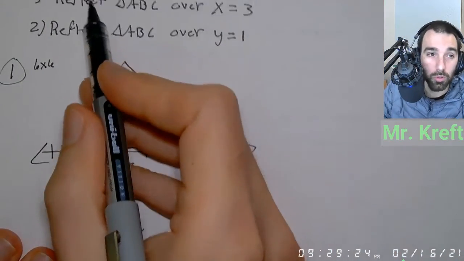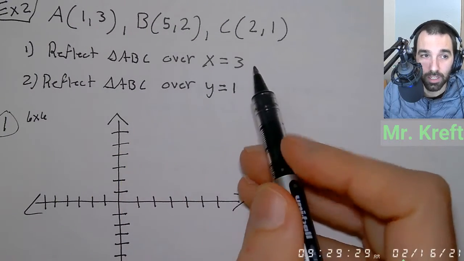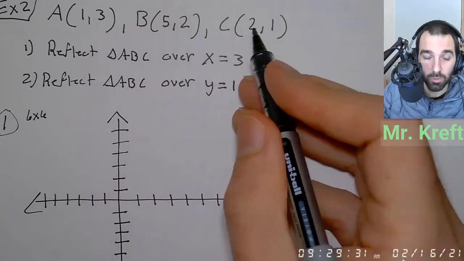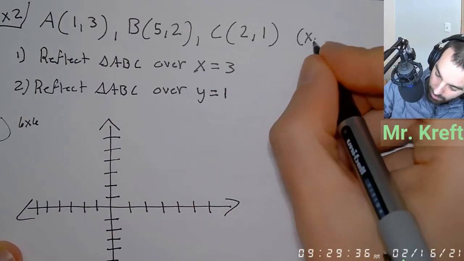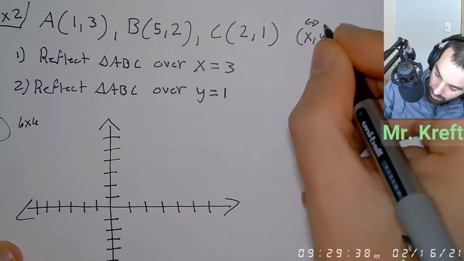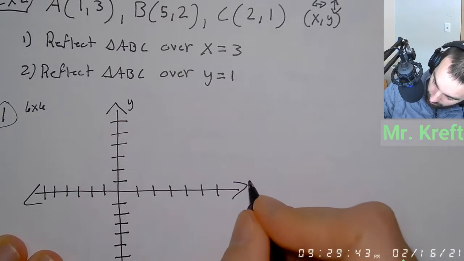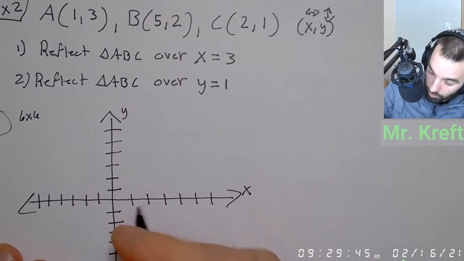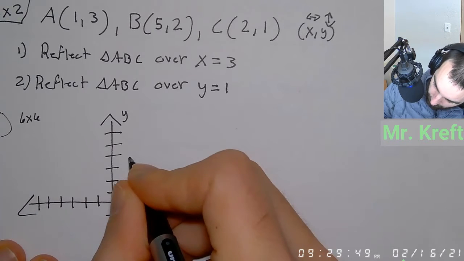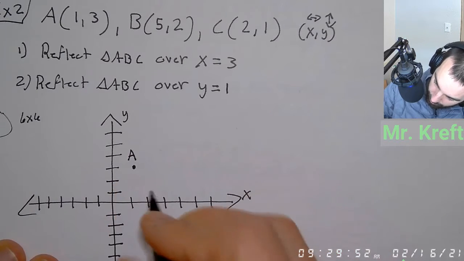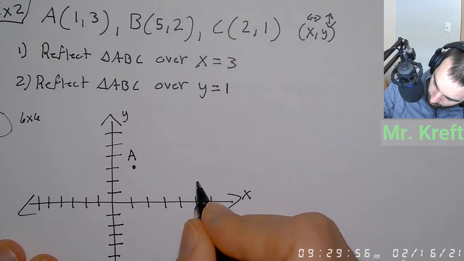So what we're going to do is graph our original shape, and then graph our mirror. The first thing I'm going to do is graph this original shape. Remember, in case you forgot, we have x, y. The x goes left to right, and the y goes up and down. I can even label these like that. My first one is A: right 1, up 3. So here's A. B is at (5, 2), so 1, 2, 3, 4, 5, up 2.